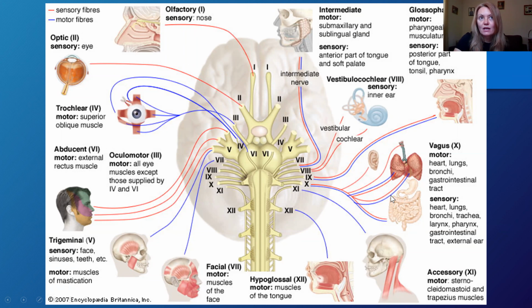And this is the major parasympathetic nerve. So the vagus nerve activates your organs when you rest and digest. So that's the major parasympathetic nerve, the vagus nerve. But again, stop the video and read this very brief explanation of all these 12 nerves.